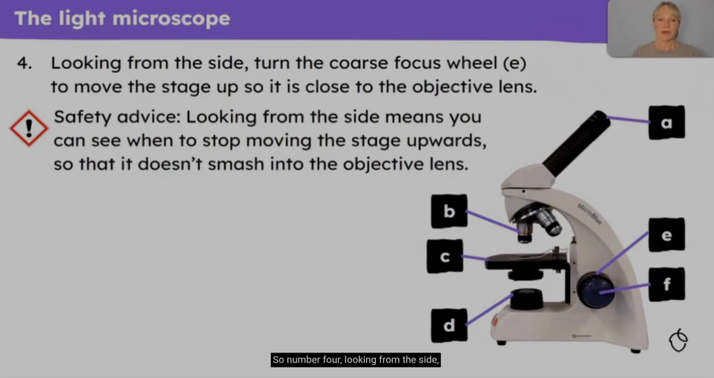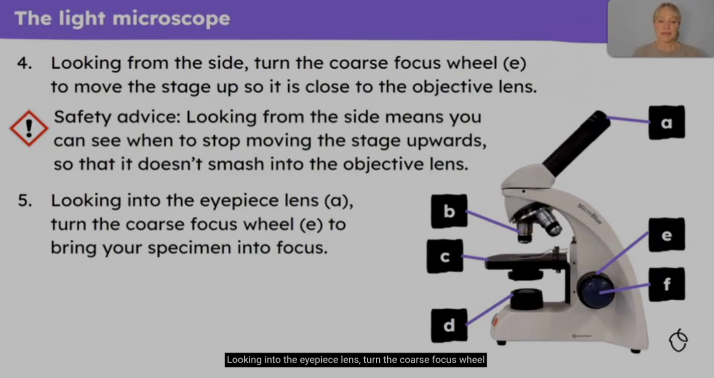So number 4, looking from the side, turn the coarse wheel, the larger one, to move the stage up as close to the objective lens as you can. You don't want to touch the objective lens because you can damage the bottom of it, but you want to look from the side and make sure it has gone up as high as it can. So for safety, looking from the side means you can see when to stop moving the stage upwards so that it doesn't smash into the objective lens.